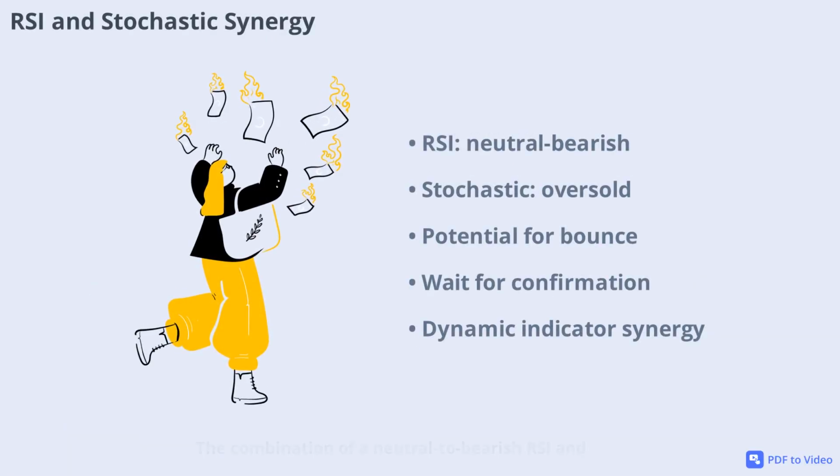The combination of a neutral to bearish RSI and an oversold stochastic oscillator creates an interesting dynamic. While the RSI suggests there's still room for further downside, the stochastic indicates that selling pressure may be nearing exhaustion. This synergy often precedes a short-term bounce, but confirmation from price action is essential before acting.